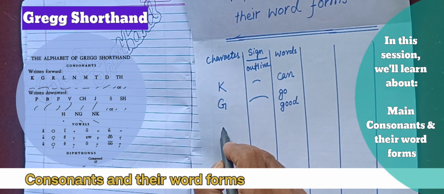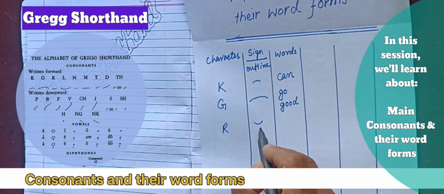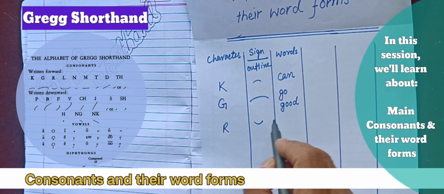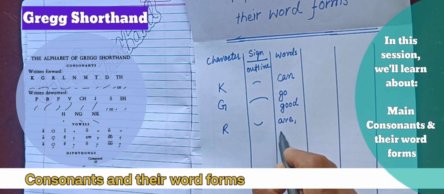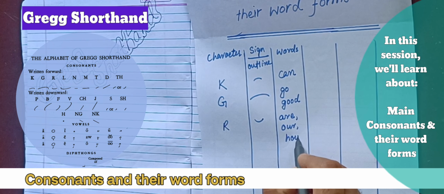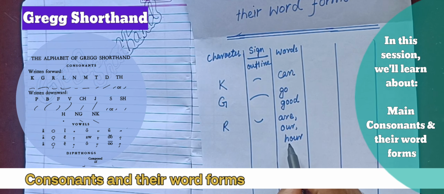In the same way, we have R. How do we write R? This is R. Opposite to this one, R. What does the R mean? R means our, or hour. So whenever you see this particular sign written in Gregg Shorthand, this has 3 meanings: are, our, hour.